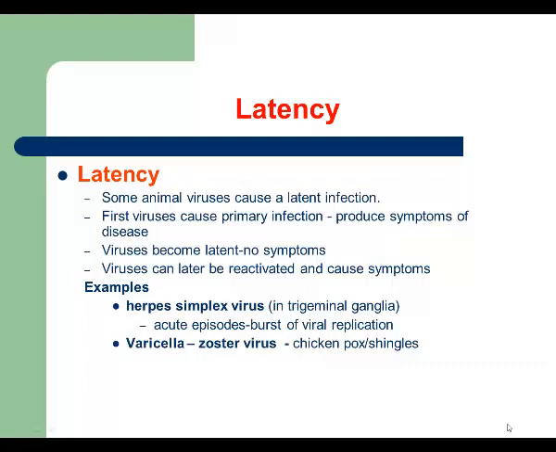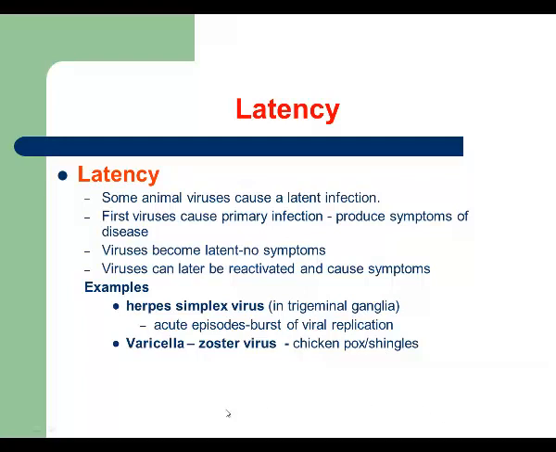Sometimes viruses cause a latent or dormant infection. As an example, we can use viruses that belong to a group of the herpes virus family. For example, herpes simplex virus usually causes cold sores or fever blisters, and varicella zoster virus causes chickenpox and then later shingles.